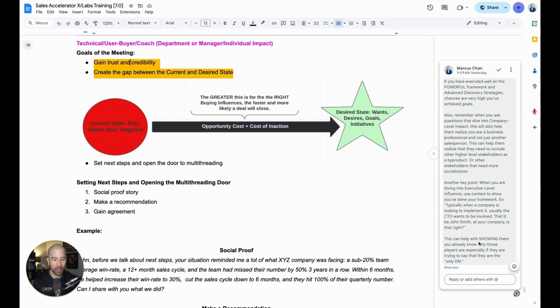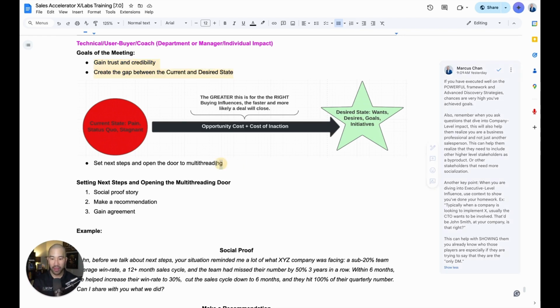So this can help you show that you already know who the players are, especially if they're trying to tell you that they're the only decision maker, which is very rarely the case. All right, so understand that. Again, back to your goals: you gain trust and credibility, you want to create the gap between the current and desired state, and you want to set next steps and open the door to multi-threading. Those are your core goals of the meeting.